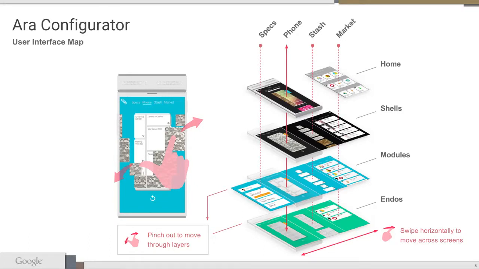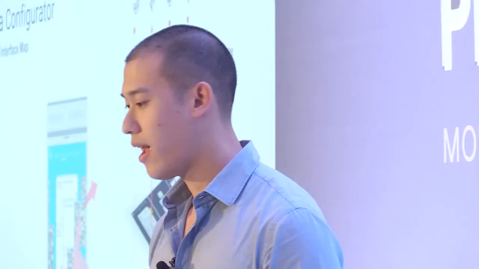There are also 4 horizontal spaces, starting on the right with the Marketplace, which is a place where users can discover and browse new modules. The Stash, which is sort of a favorites bin, where users can bookmark modules for later use. The third one over is the phone screen, which is the device that you're currently configuring. And the last one is the spec screen, which gives you information such as price and battery and stuff like that for a module, and if you're missing anything important.